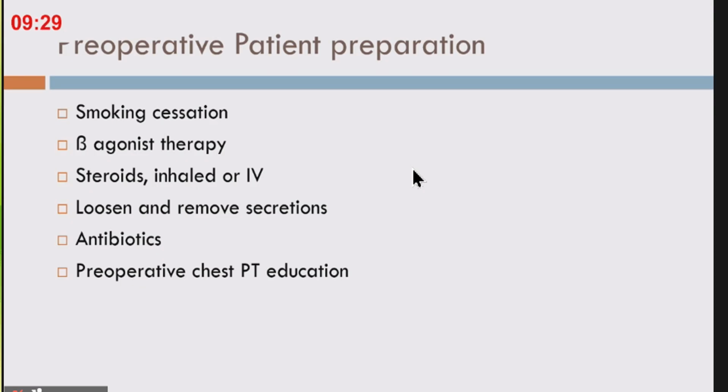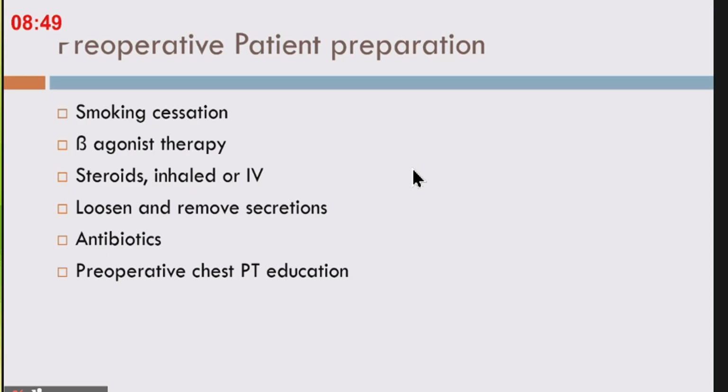Pre-op patient preparation: smoking cessation is very important. The patient we did surgery on yesterday smoked the night before. Because of that, we had to actually stop multiple times when we went on 1 lung ventilation and had to go back to 2 lungs because he just couldn't tolerate it. I don't know if that would have changed if he hadn't smoked the night before, but I would think that it probably would have. Beta agonist therapy, inhalers, steroids, inhaled or IV.